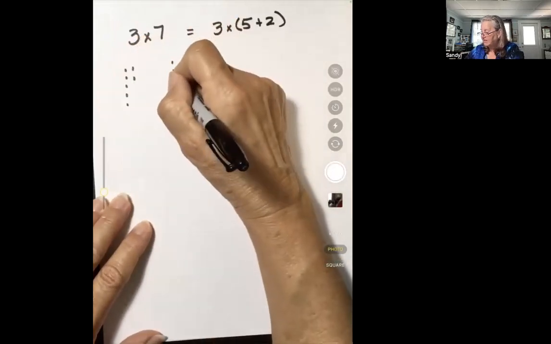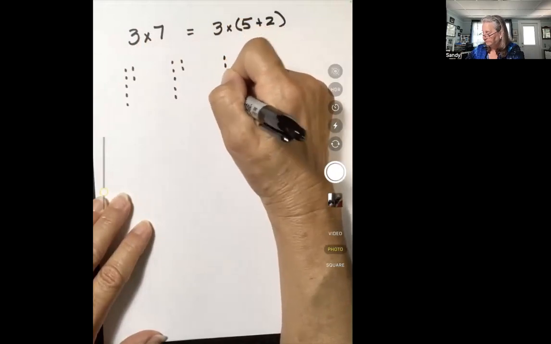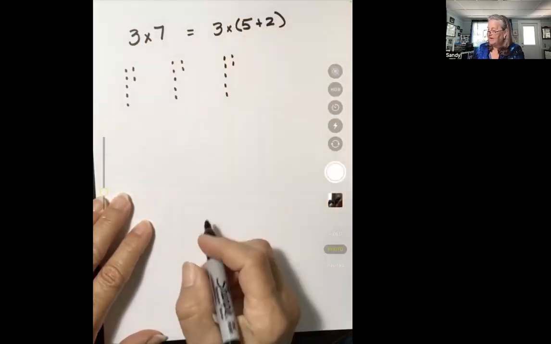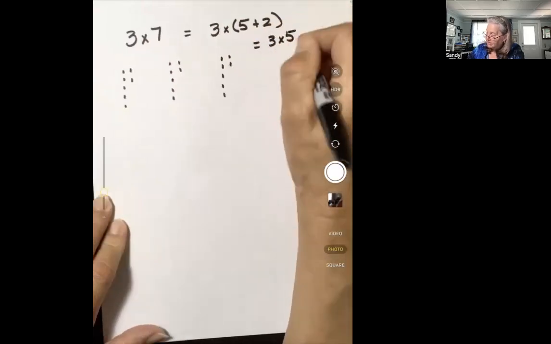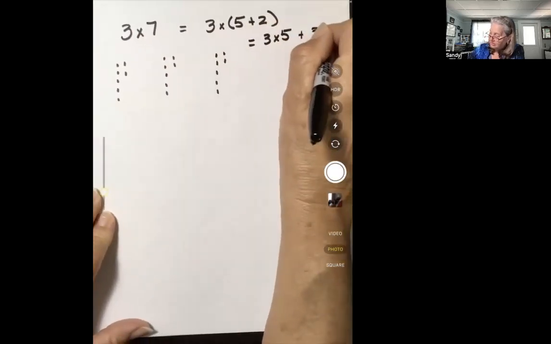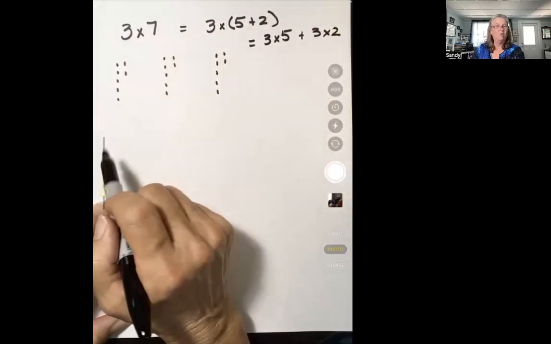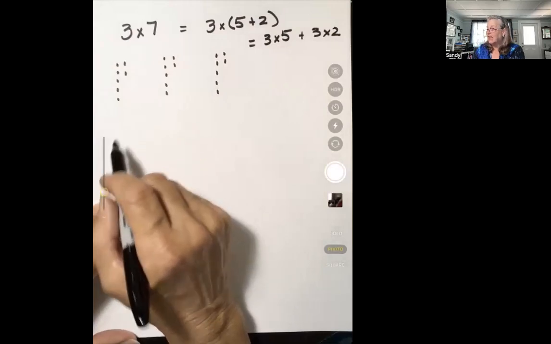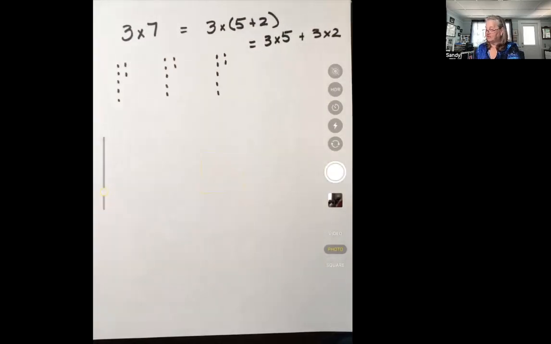So if I have 3 7s, what do I have? I have 3 5s put together with 3 2s. Now I could have represented 7 as 4 and 3 or 1 and 6. And they want that flexibility for them. And it's that early distributive property.